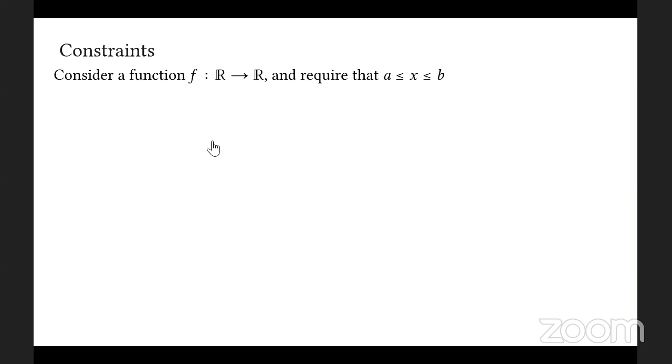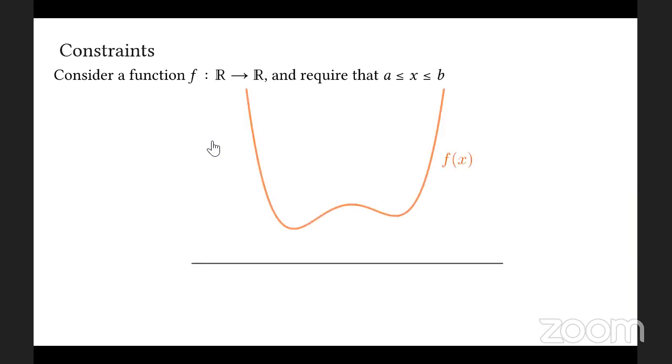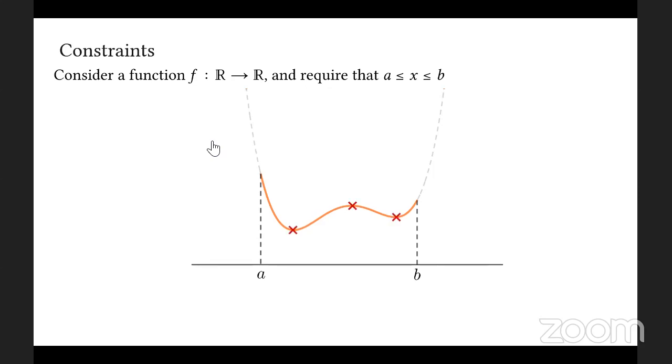Okay, let's say f is from R to R, and require that a is less than or equal to x, is less than or equal to b. So let's say that we're just concerned with finding the absolute max and absolute min of this function in this region, x between a and b. Okay, so you can sort of see here, there's some local extrema. You get those points there. Those are local extrema, points where the derivative is 0.